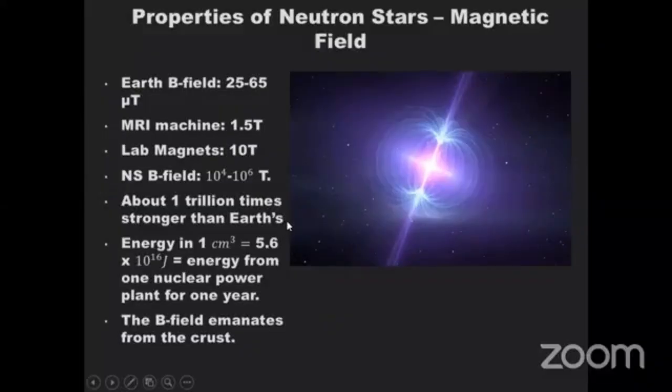So I was talking about the MRI machine. It has a very intense field of about 1.5 Tesla. Then we have the lab magnet, the one used at CERN, the Hadron Collider, is around 10 Tesla. Now, the reason why I'm mentioning this is because I want to compare them to the magnetic field of a neutron star.